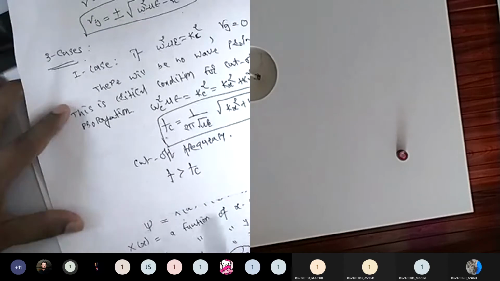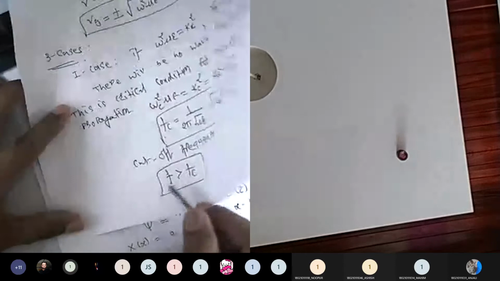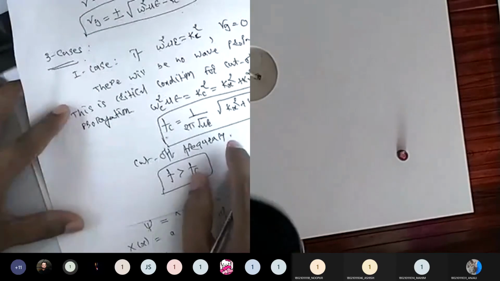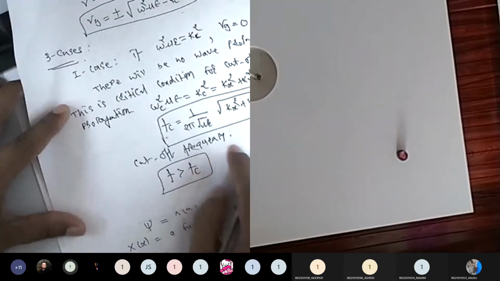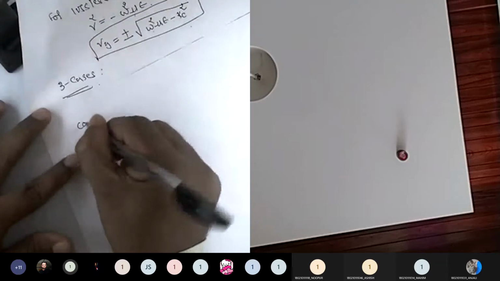So this is the first case, where if our operating frequency is greater than fc, only then will the wave propagate. Let us see case number 2, and everything will become clear.